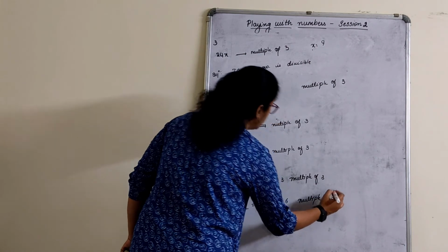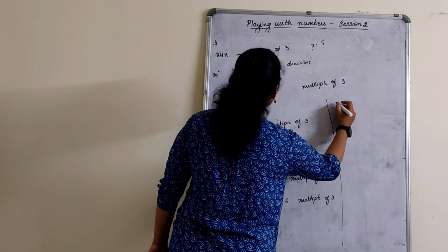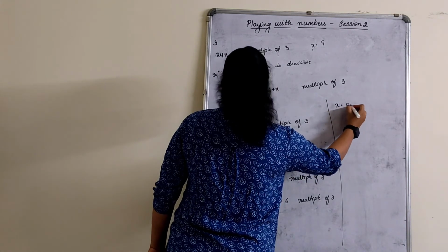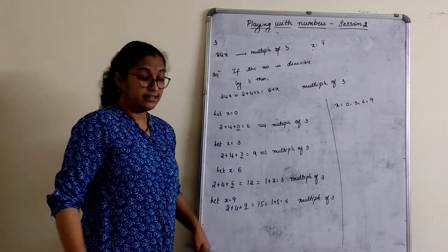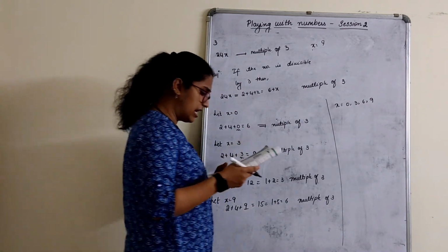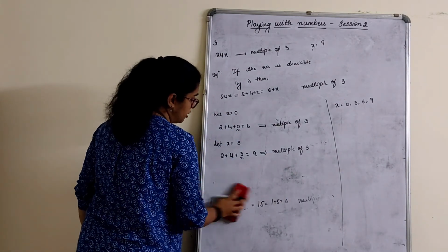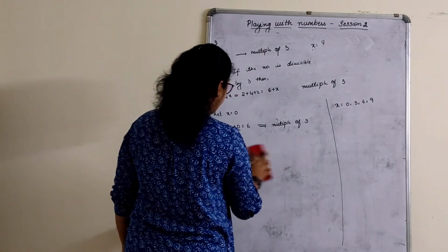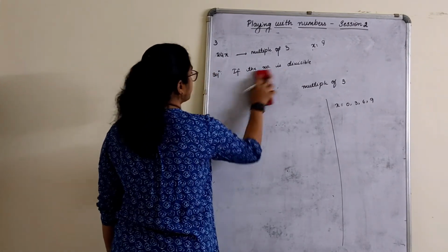Any more possible values? No, because it's a single digit number. We can't go beyond that. So how many values x could take? 0, 3, 6 and 9. Right? Similarly, we have a last one which we will do. With that, we also complete this chapter, playing with numbers, as well as today's session.